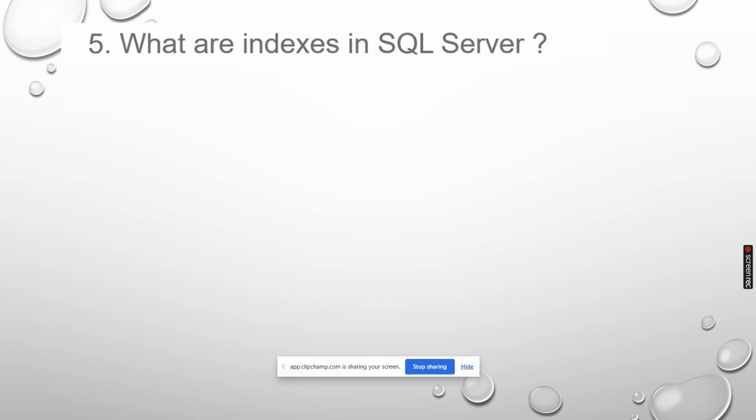The next question is, what are indexes in SQL Server? SQL Server indexes are database objects that improve the speed of data retrieval from tables and views. Think of an index as the index at the back of a book. It helps you find information quickly without scanning every page. Without an index, SQL Server performs a table scan. With an index, it can perform an index seek.